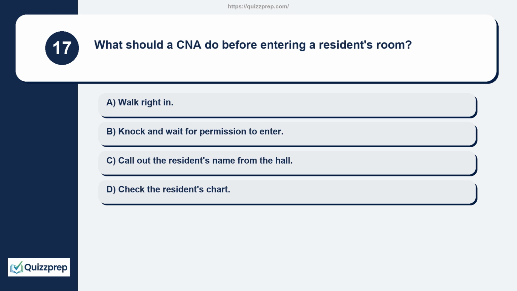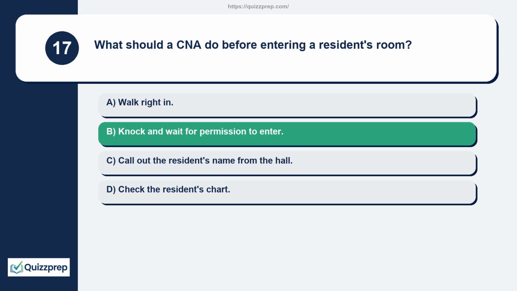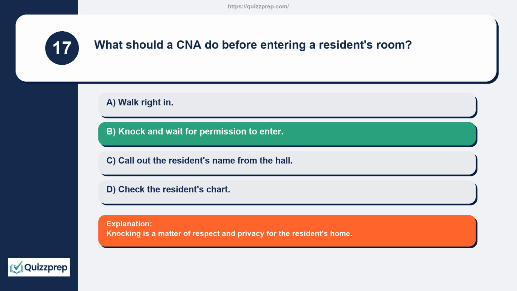Question 17. What should a CNA do before entering a resident's room? Walk right in, knock and wait for permission to enter. Call out the resident's name from the hall. Check the resident's chart. Knocking is a matter of respect and privacy for the resident's home.